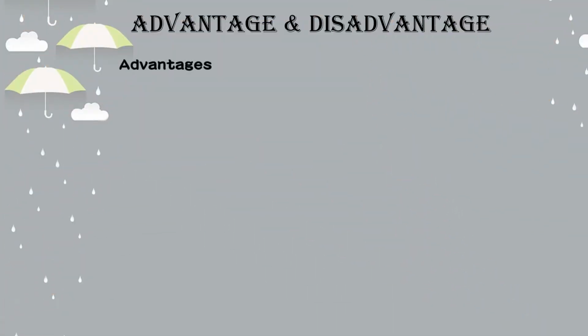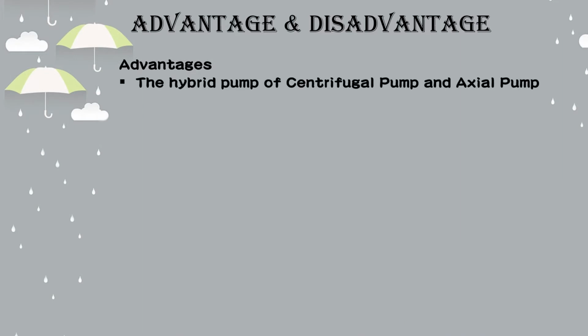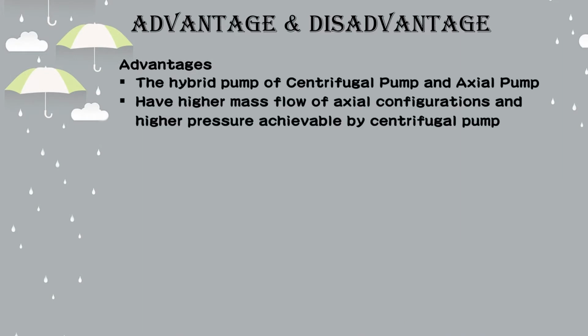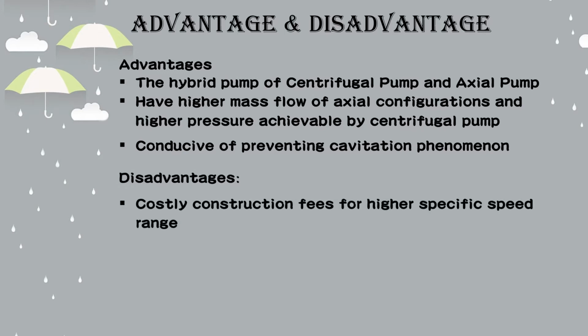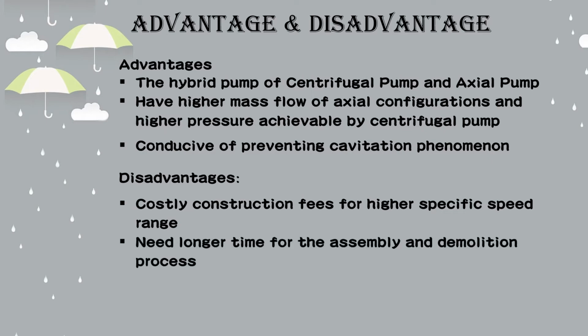The mixed flow pump is the hybrid pump of centrifugal and axial pump. It has the higher mass flow of axial configurations and the higher pressure achievable by a centrifugal pump. It is also conducive to preventing the cavitation phenomenon. The disadvantage of the mixed flow pump is that it has costly construction fees for higher specific speed range and needs longer time for assembly and demolition process.